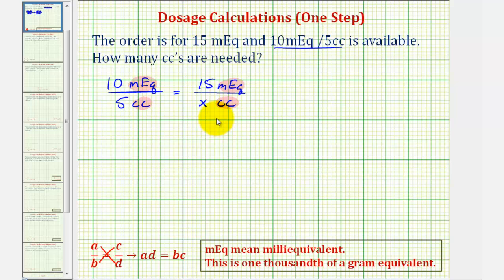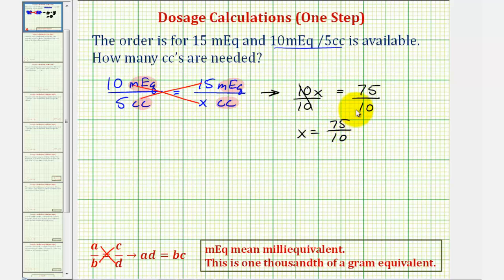So now we can cross-multiply and solve for x. When cross-multiplying, we will leave off the units to form the equation. So 10 times x must equal 5 times 15. Again, 10 times x would be 10x, and 5 times 15 is 75. Now to solve for x, we'll divide both sides by 10. So we have x equals 75 tenths.